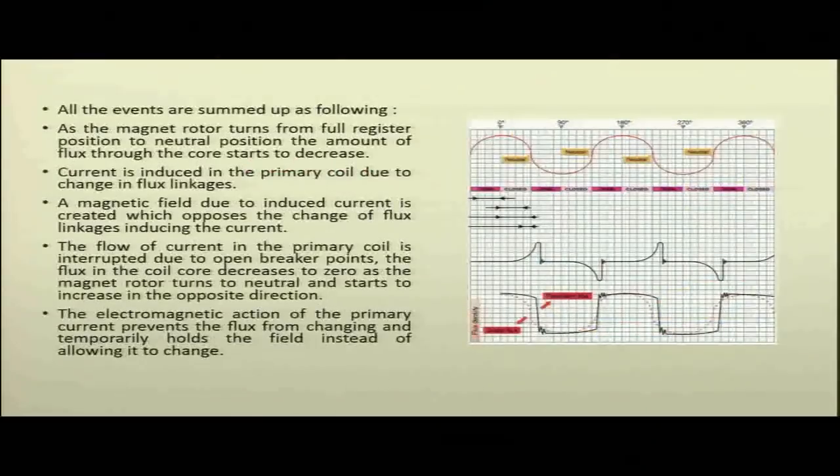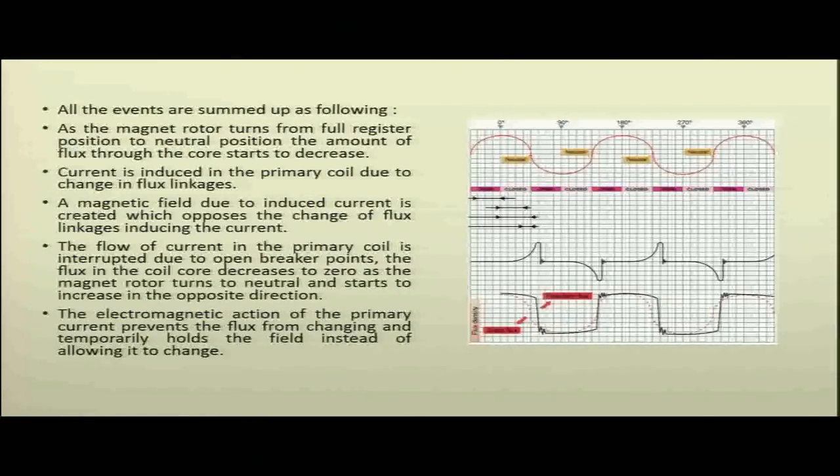Now, let us sum up all the events whatever we have read so far. As the magnet rotor turns from full register position to neutral position, you can see in the graph in the first figure, the top figure, from the maximum full register position to the neutral position, the amount of flux through the core starts to decrease. You can see the amount of flux is decreasing from maximum to minimum at neutral.